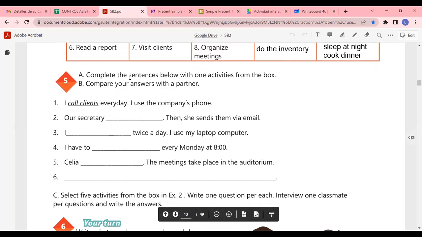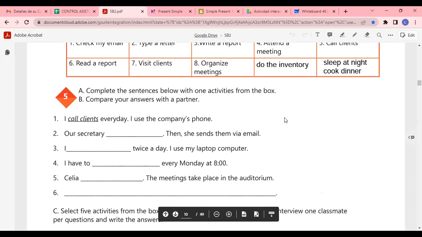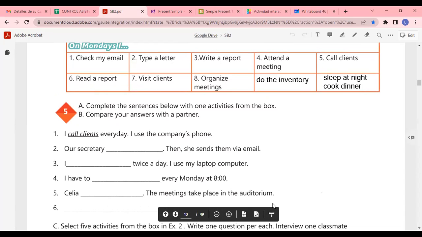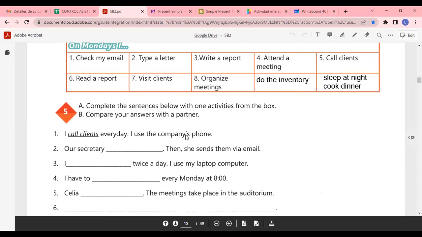Now, in exercise number 5, it says complete the sentences below with one activity from the box, okay? Vamos a hacer la siguiente actividad que dice que vamos a completar these sentences with these words in the box, okay? Like, for example, number 1, vamos a completar estas oraciones de la 2 a la 6 con las actividades que tenemos ahí en ese cuadrito. La número 1 ya está hecha, que dice, I call clients every day. I use the company's phone.